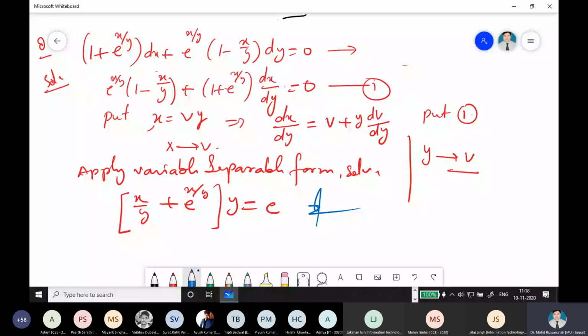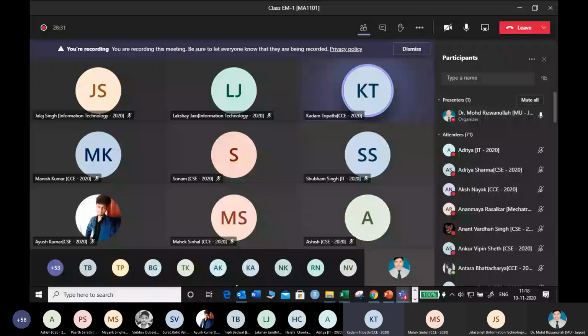Yes, sir. Sir, I have to ask a question. Sir, x cube plus xy square plus a square y whole dx plus y cube plus yx square minus a square x whole dy is equal to 0. Sir, I was not able to solve it. You are not able to solve this question?